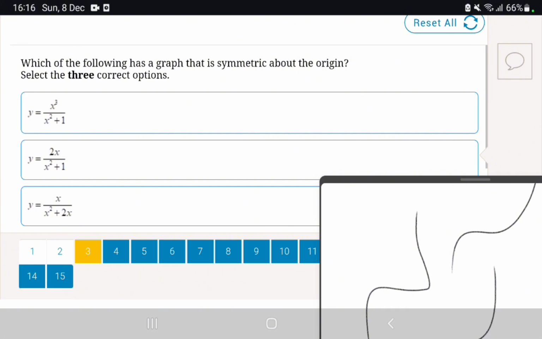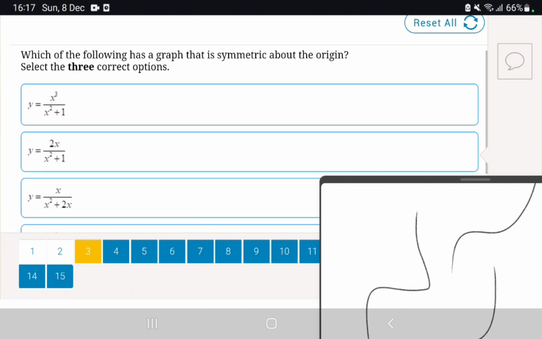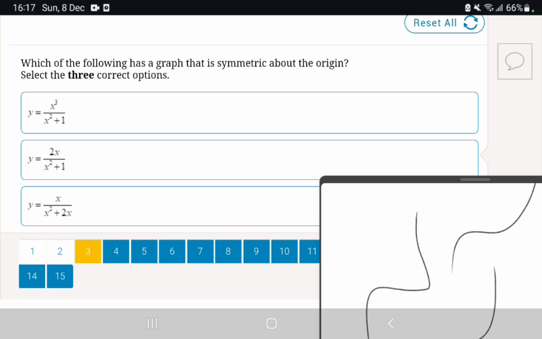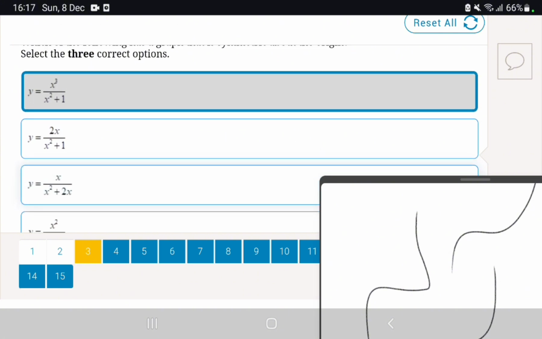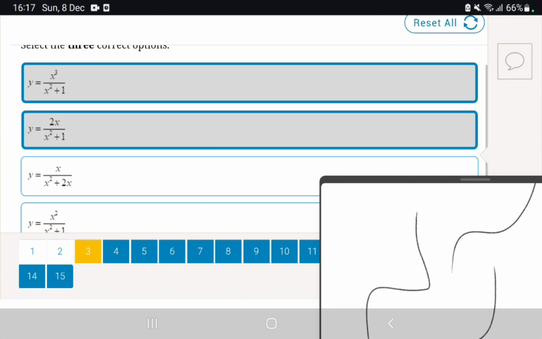To find out if it's symmetric about the origin, we need to substitute x by 1 and -1, so we can find out if the equation is odd. If we substitute 1 in the first equation, it will be 1 over 2. And if we substitute by -1, it will be -1 over 2. If we substitute by 1 in the second equation, it will be 2 over 2, which is 1. And if we substitute by -1, it will be -2 over 2, which is -1.